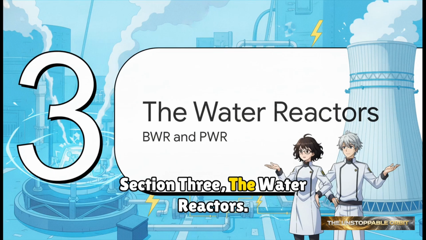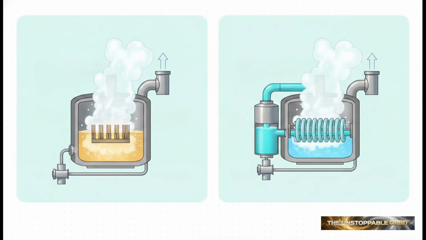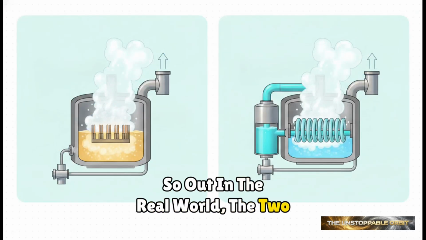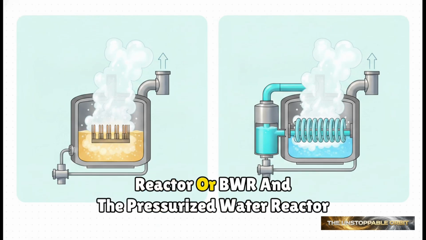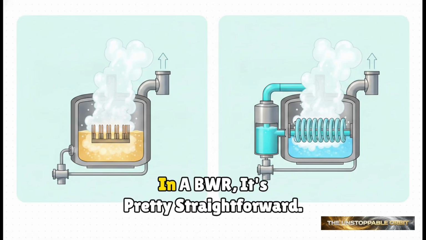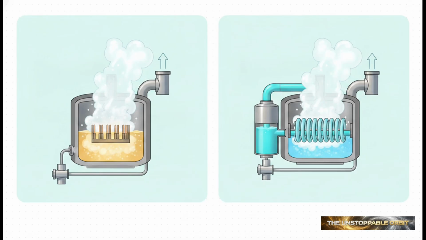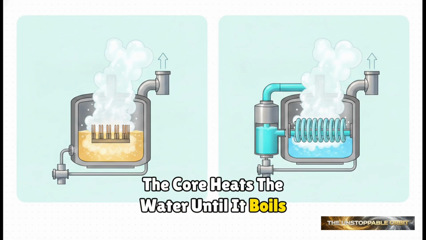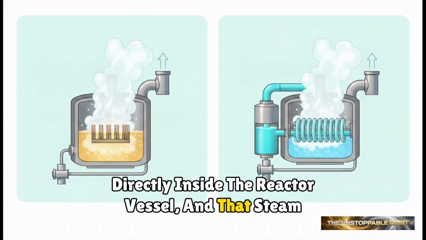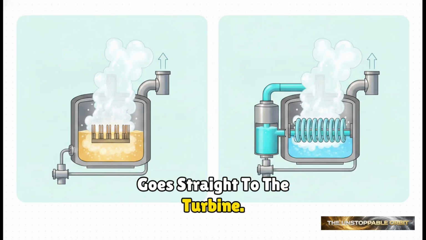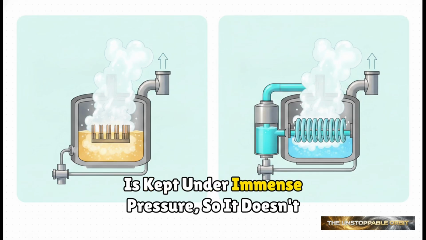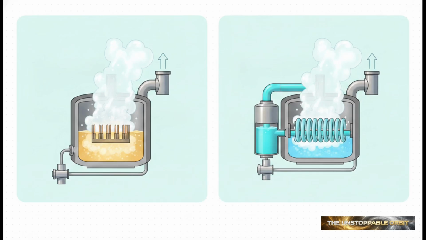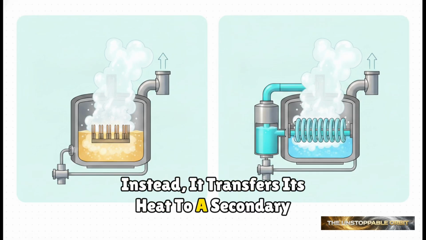Section 3, the water reactors. So, out in the real world, the two standard designs you'll see are the boiling water reactor, or BWR, and the pressurized water reactor, or PWR. In a BWR, it's pretty straightforward. The core heats the water until it boils directly inside the reactor vessel, and that steam goes straight to the turbine. But in a PWR, the primary coolant water is kept under immense pressure, so it doesn't boil. Instead, it transfers its heat to a secondary loop.